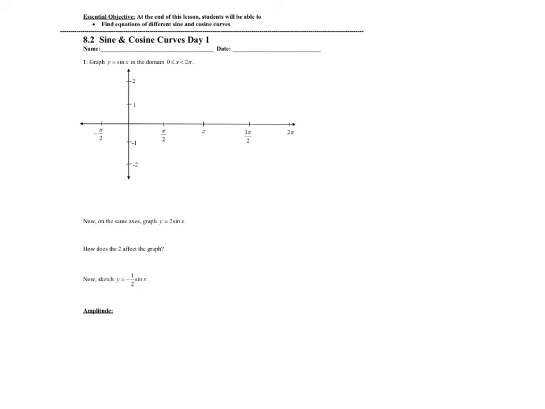Our second lesson today is going to be looking at sine and cosine curves and how making changes to the original equations affect the graph of the parent function. So if we start by graphing the sine of x in the domain from 0 to 2 pi, if we make a t-chart so we can graph our 5 critical points, for each value of x, I identify what is the sine of x. So my 5 critical points are 0, pi over 2, pi, 3 pi over 2, and 2 pi.